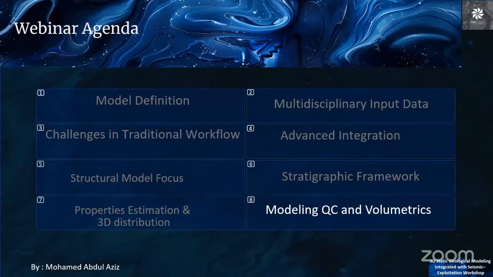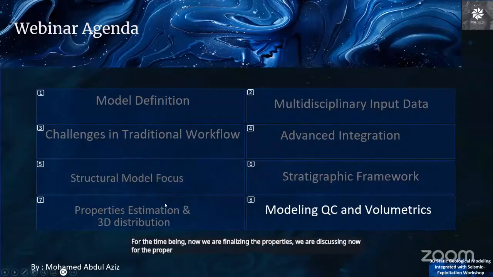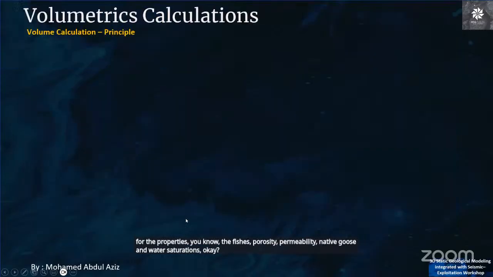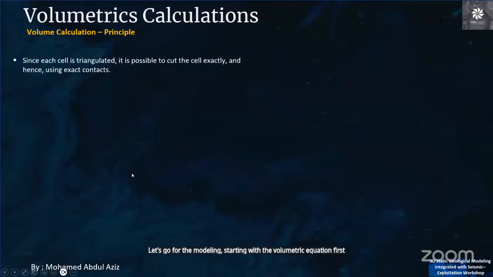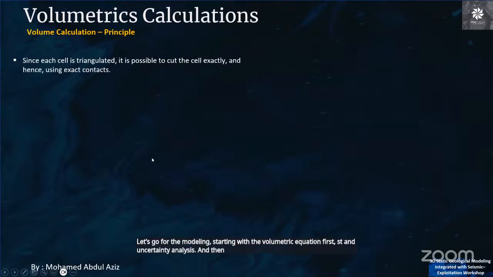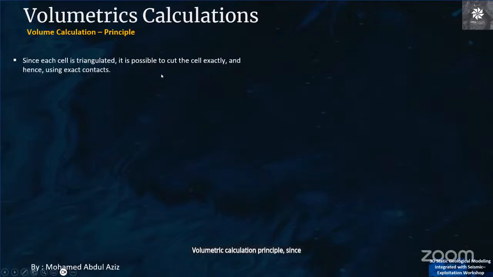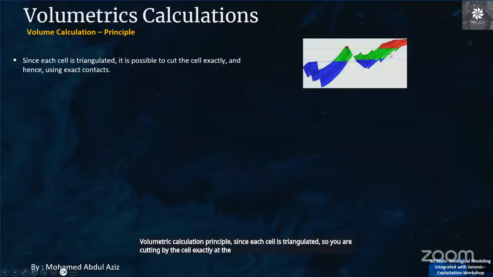For the time being, we are finalizing the properties. We are discussing now the properties: the phases, porosity, permeability, net-to-gross, and water saturations. Okay, let's go for the modeling, starting with the volumetric calculation first, and uncertainty analysis, and then we go for your questions. Volumetric calculation principle: since each cell is triangulated, you are cutting the cell exactly at the contacts, and you know the contacts from the cells.